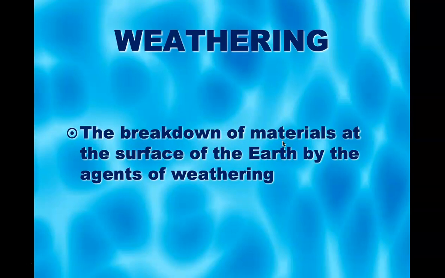All right, so we told you we'd have fancy-dancy definitions. Here is the official definition of weathering. The breakdown of materials at the surface of the earth by the agents of weathering. And I want to remind you here, I know you're sick of me saying this, but just remember that the surface of the earth can also be underwater, okay? We don't just mean the dry land. Water is not the surface. The floor underneath the water is the surface.